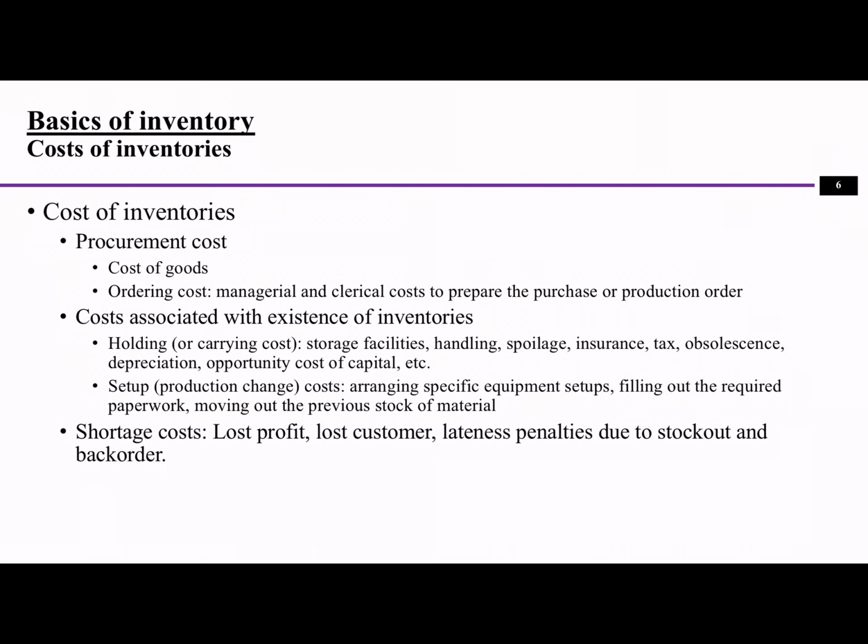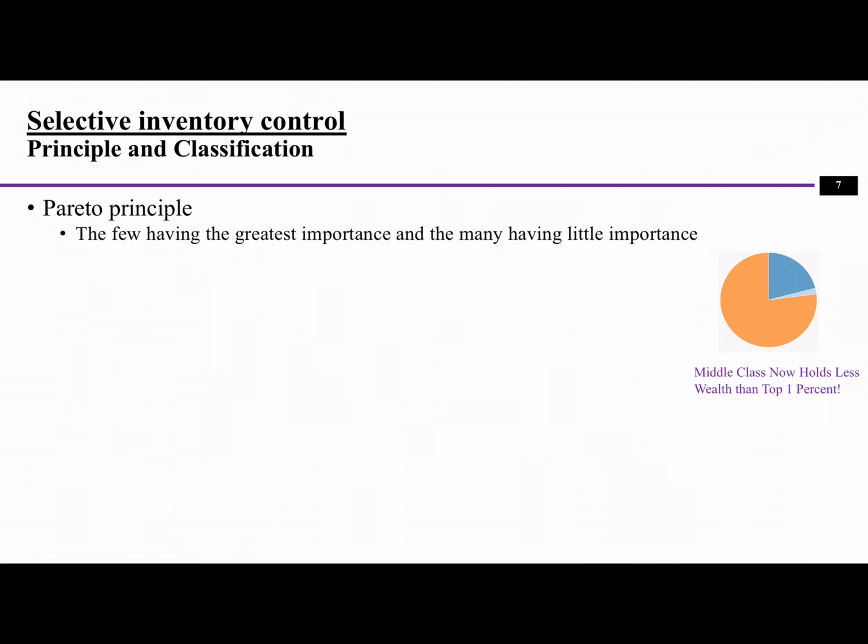And also, there's a shortage cost. If you hold the inventory a lot, you're losing opportunities to make more money, right? Or you probably will experience some lateness penalties due to stock out or a back order, right? When you have a shortage, you're going to have that. If you hold the inventories or the stock a lot, it means that you lose the opportunity to use the space or the money to make more profit. So that's both the shortage cost and the overholding cost.